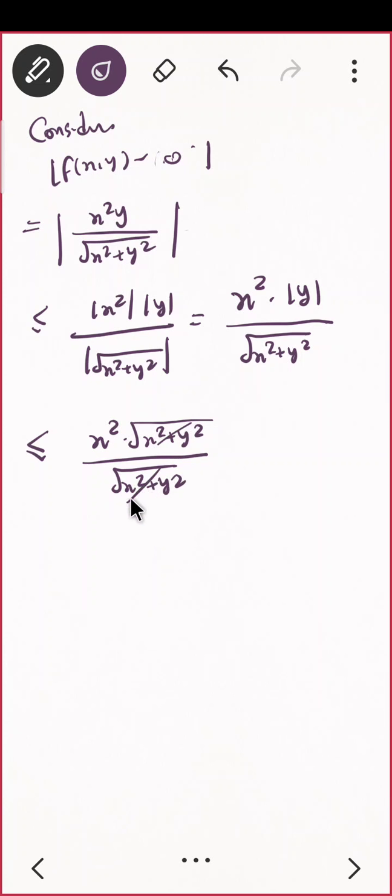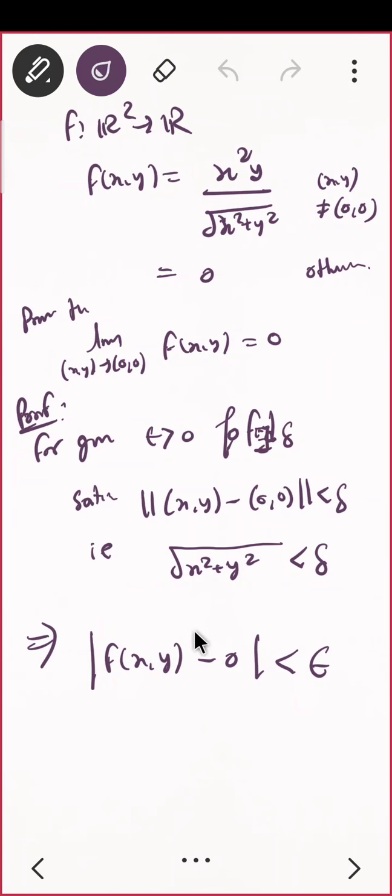This is same as x square. Now can I say this is less than or equal to x square plus y square? That is obvious, correct? This should be equal to. Do you agree? I'm talking about this part being equal to. And you have some relation. What is the relation you are having? You are having the root of x square plus y square is less than delta. So what can you say about x square plus y square?